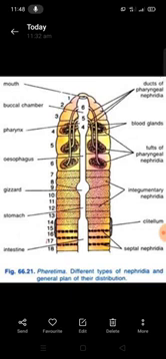nephridia, and the second one is the remaining 6. 11 pairs of nephridia, that is the 12 to 22 segments.